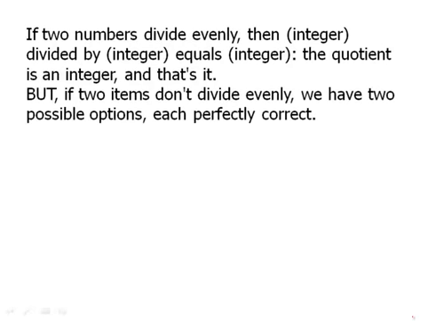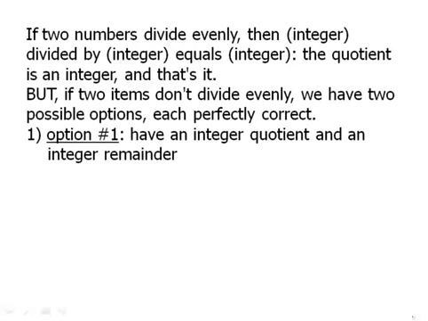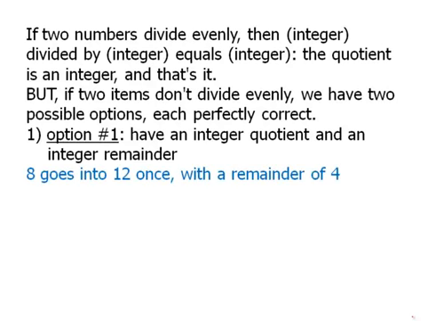But if the two items don't divide evenly, we have two possible options, each perfectly correct. Option number 1: have an integer quotient and an integer remainder. So for example, 8 goes into 12 once with a remainder of 4. So sometimes this is what we have to do: actually have the integer quotient and an integer remainder.